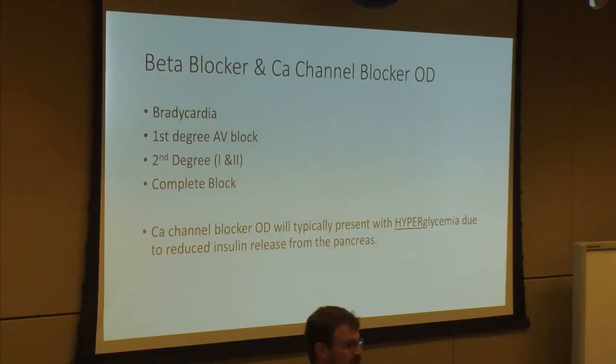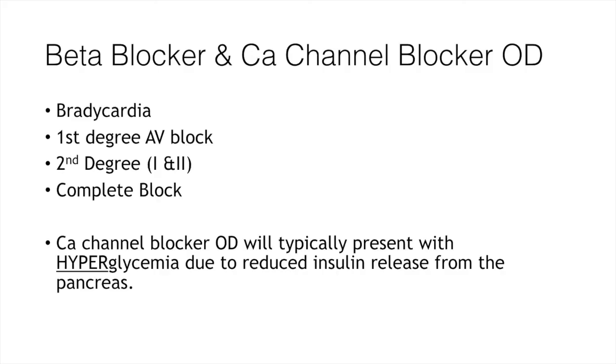So that's QT prolongation. We've talked about sodium channel blockade and QRS widening. We've talked about QT prolongation and how to identify those. How about beta blocker and calcium channel blocker overdose? What's it going to manifest like, right? Well, think about these drugs and where they work. They work at decreasing or delaying the signal, one, the propagation of the signal, and two, the transmission of the signal through the AV node.